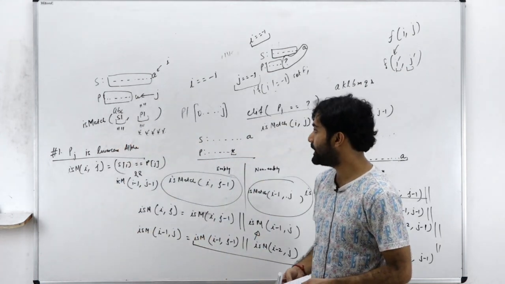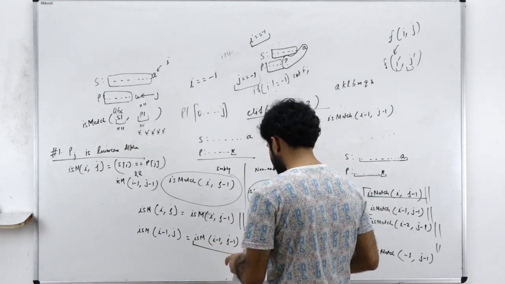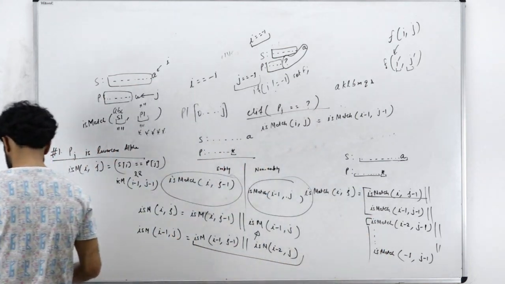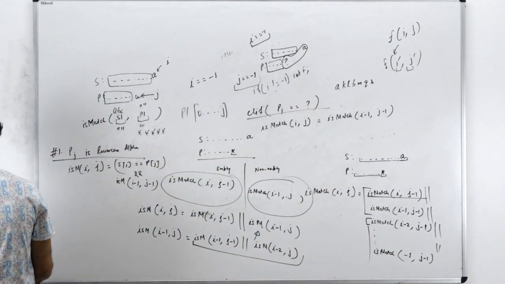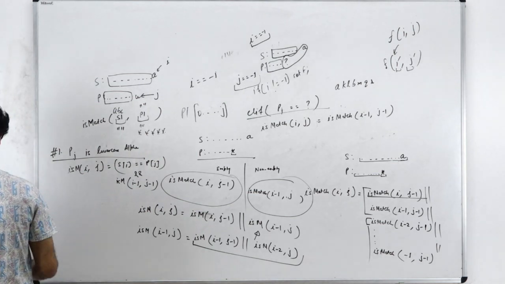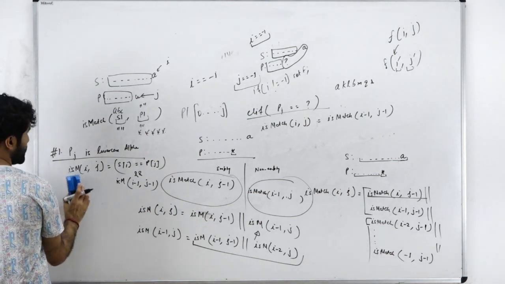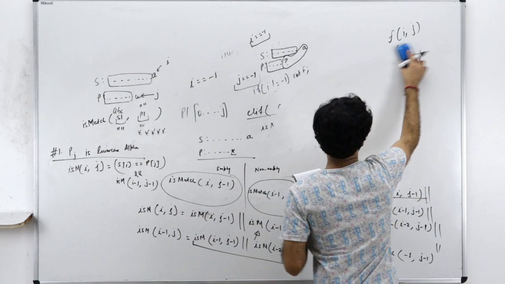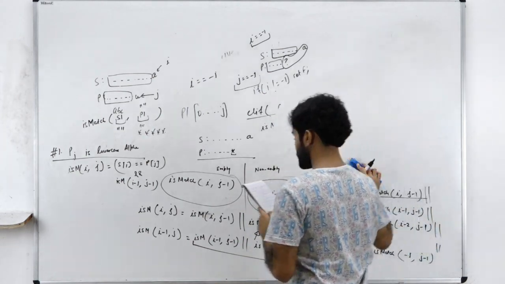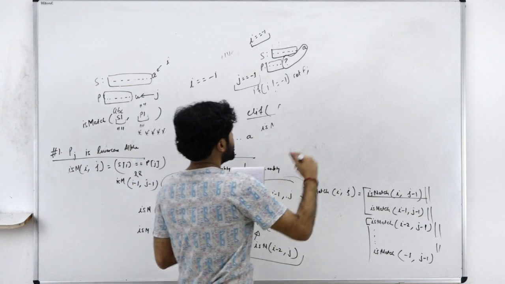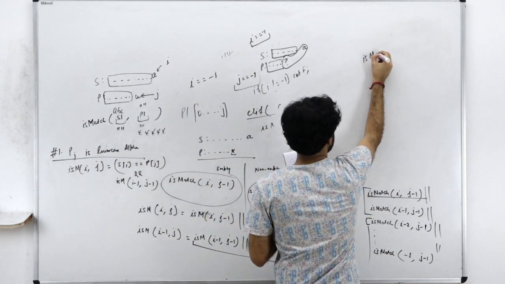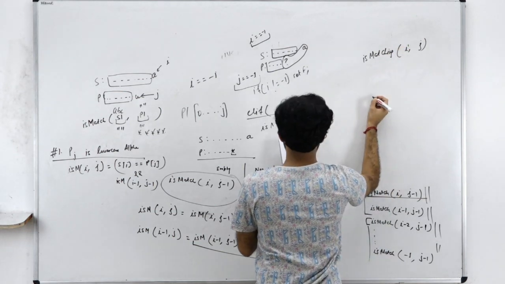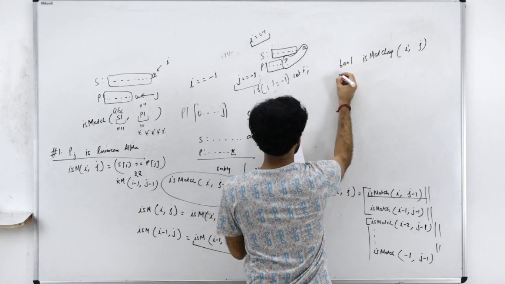Now let us understand how I simply write the recursive code for this. Let's say I write a function isMatching, and this function takes i and j, and it is a Boolean returning function.